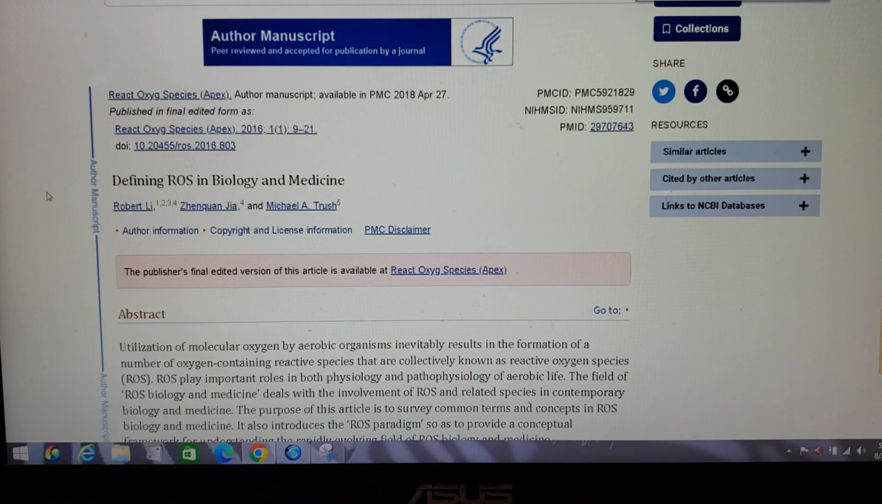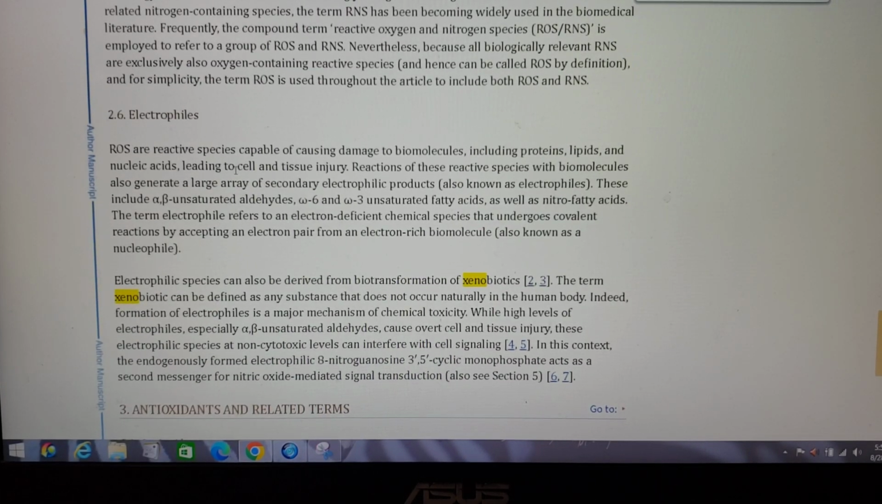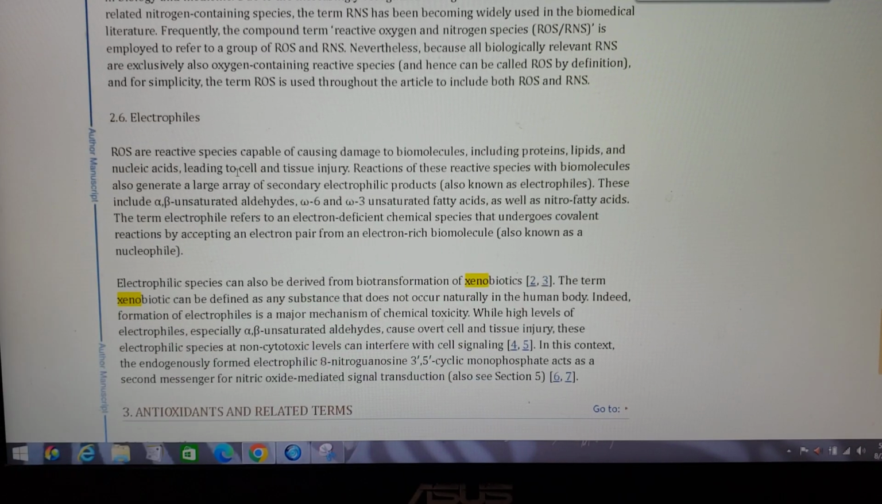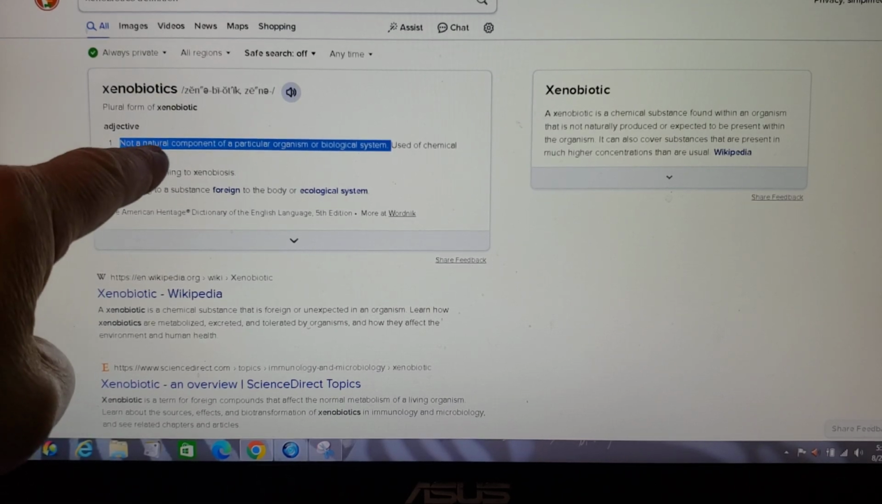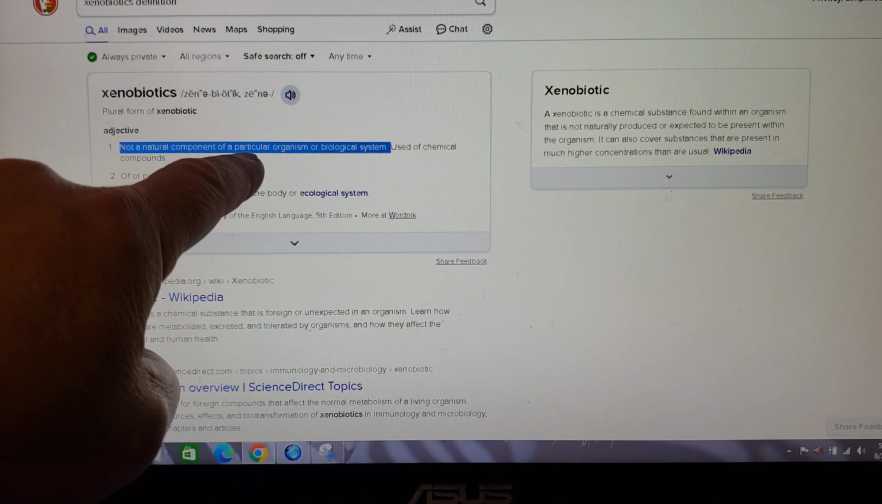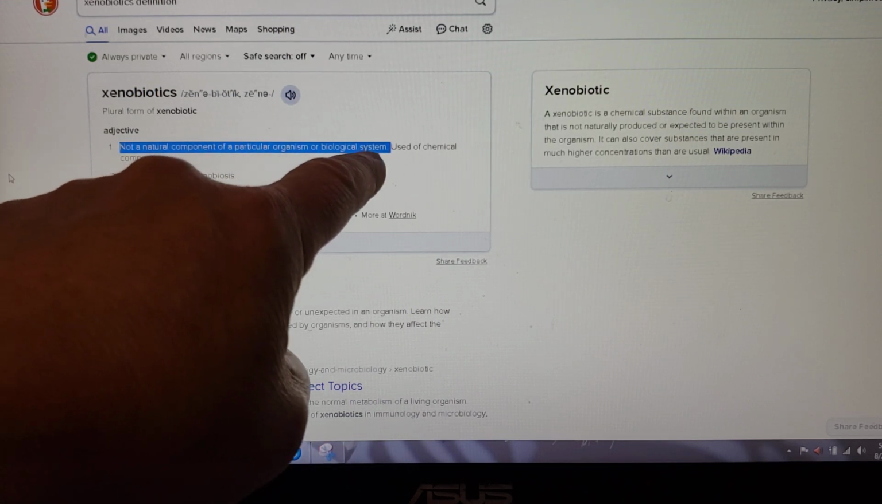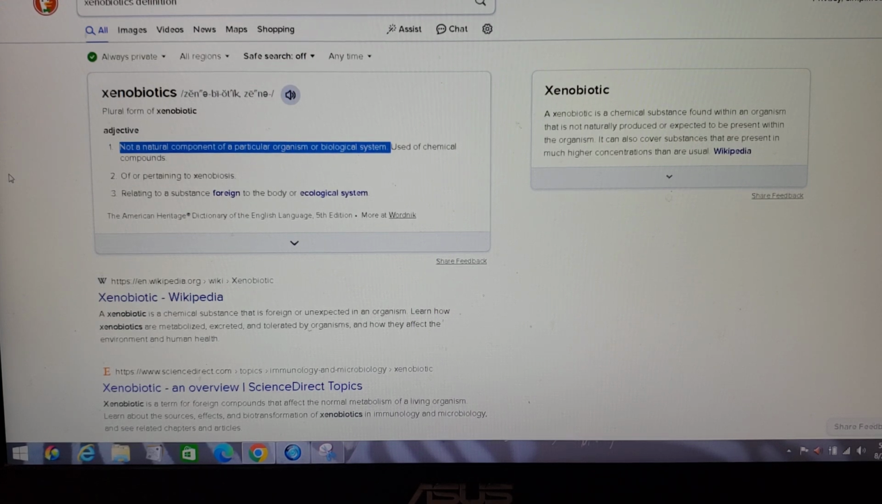Defining Reactive Oxygen Species in Biology and Medicine. So this further explains how these reactive oxygen species can tear up your body and cause other problems when this balance is chronically upset. So something that can cause reactive oxygen species is xenobiotics. So what's a xenobiotic? A xenobiotic is a component that is not a natural component of a particular organism or biological system. So when you breathe in all of those secretions off of your dog, the feces particles, the ultra microscopic particles that are getting sucked into your body, those are xenobiotic particles that can screw up your reactive oxygen species, basically making your body kill cells that it's not supposed to.